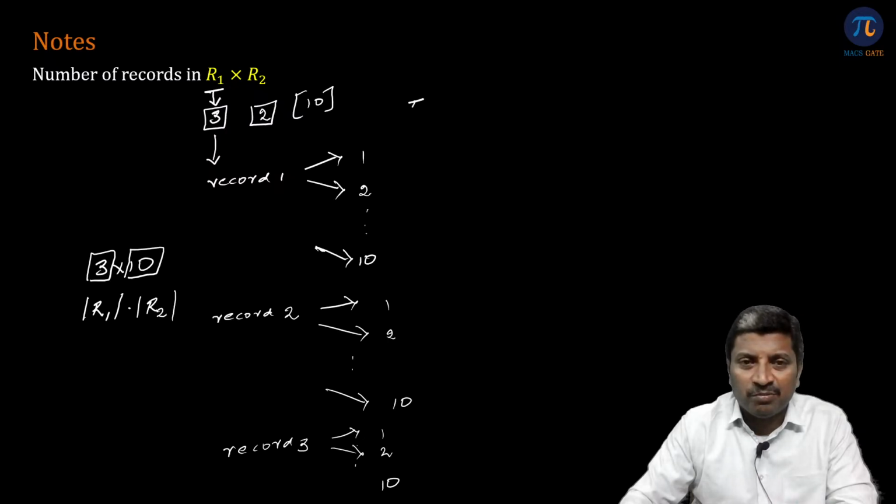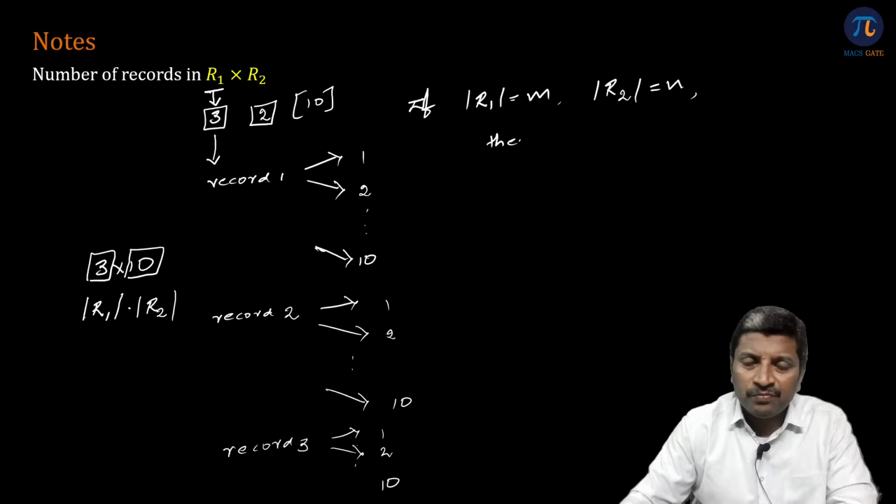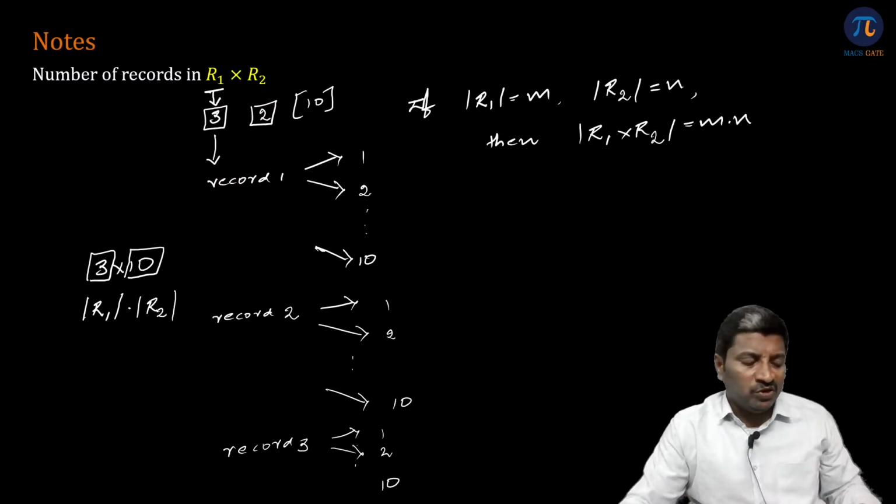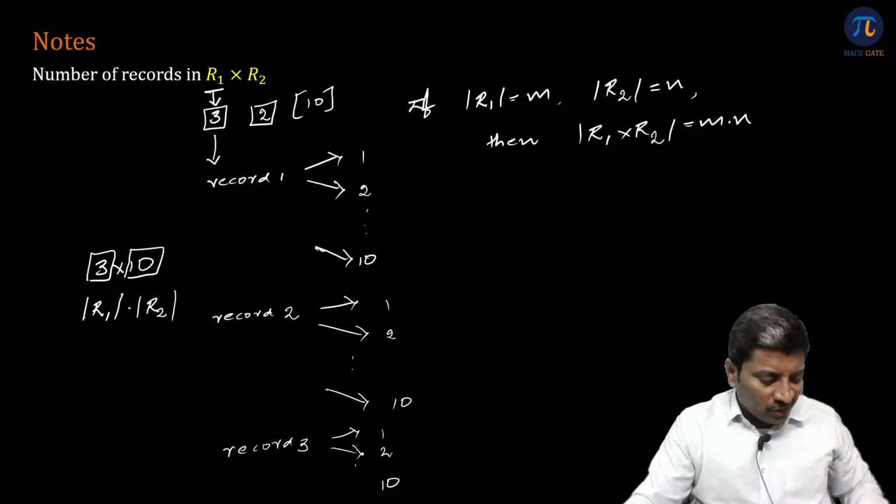So let me write as a formula. If R1 contains M records, R2 contains N records. Sir, modulus, my intention is the number of records. Then modulus of R1 cross R2 is equal to M into N. Hope you understood it. So this is about the cross product.